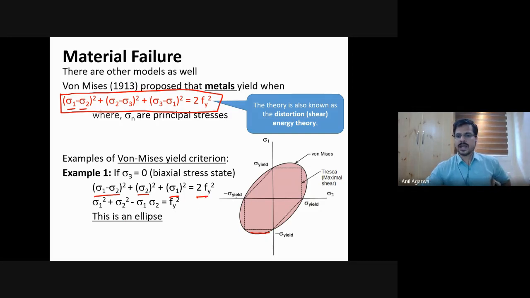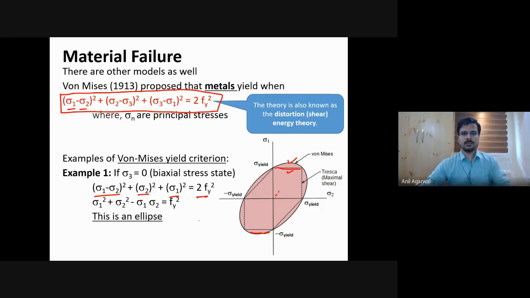Okay. And as you can see very clearly, this is the von Mises criterion in a biaxial state, that is, sigma 1 and sigma 2 are non-zero. And this is the Tresca criterion in a biaxial state, when again sigma 1 and sigma 2 are non-zero. Okay. And they are very close to each other almost, right? Except in some conditions.